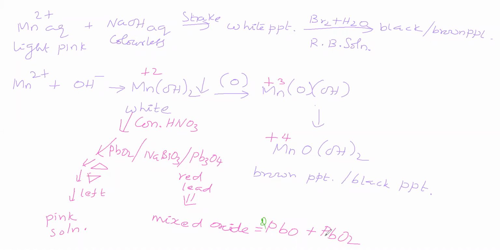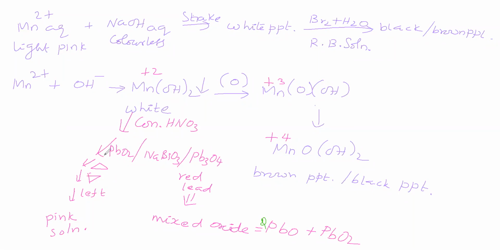PbO 2 times we will take, PbO2 1 time we will take. So here Pb is 2, here Pb is 1, so totally Pb is 3. Oxygen here 2, here also 2, totally 4. So we got Pb3O4. Pb3O4 is called red lead. It is also called a mixed oxide, that means it is having two simple oxides: one is plumbous oxide, another one is plumbic oxide.